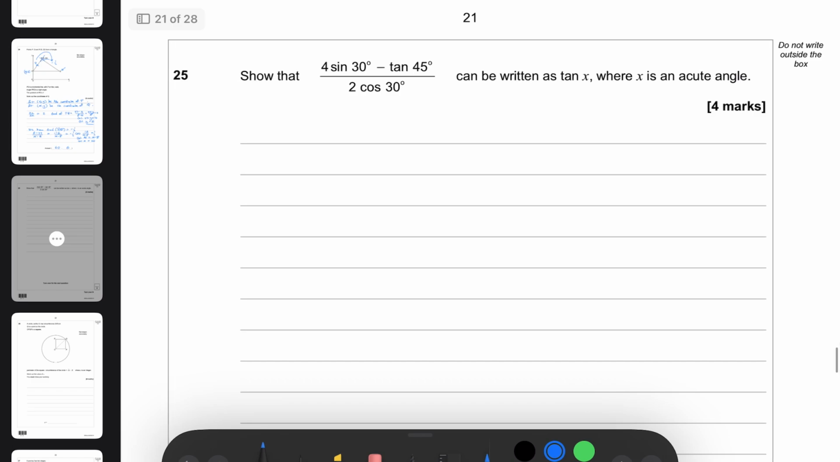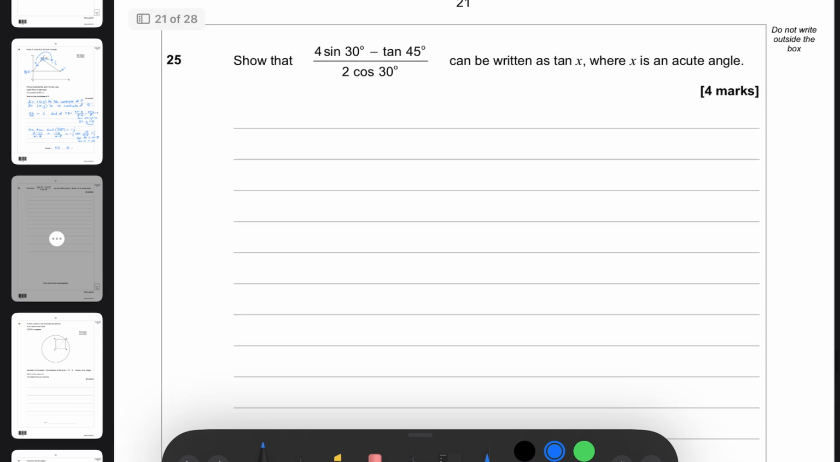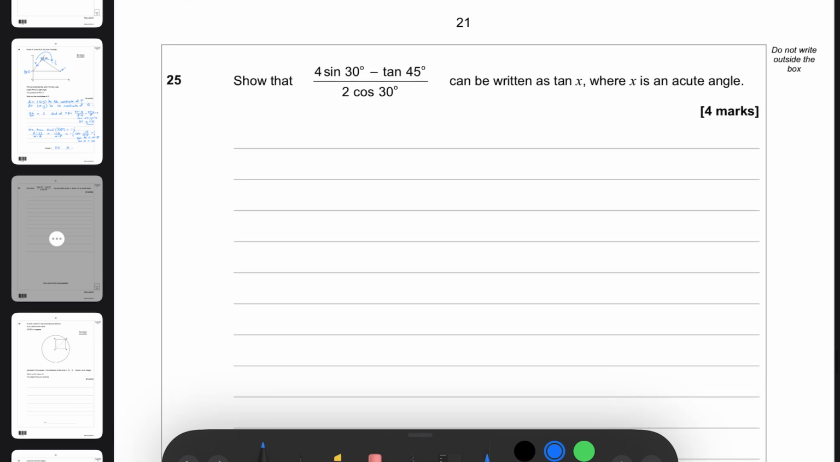Show that 4 sine 30 minus, right, this is actually another quite simple one. As I just said, literally proving my point, you guys need to know what your values are. So there's a table. I can write them down for you. I'll only do a certain number. So 30 degrees, 45 degrees, 60 degrees for sine, cos, tan, right?